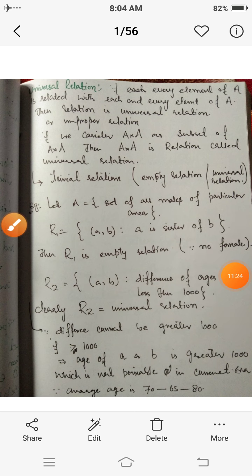So this was about relations on a set. In tomorrow's lecture we will discuss the further types of relation on a set, like symmetric relation, reflexive relation, and transitive relation. So thank you.